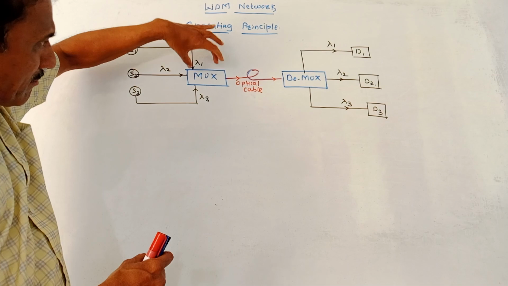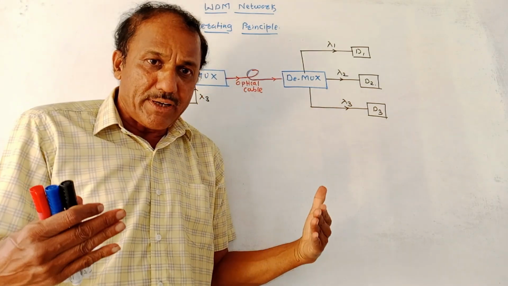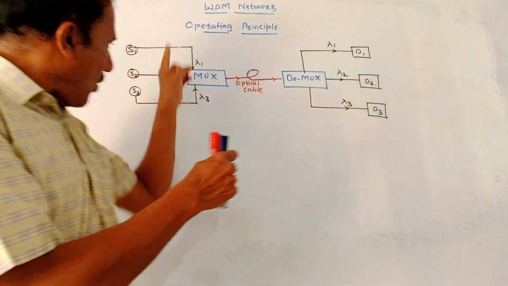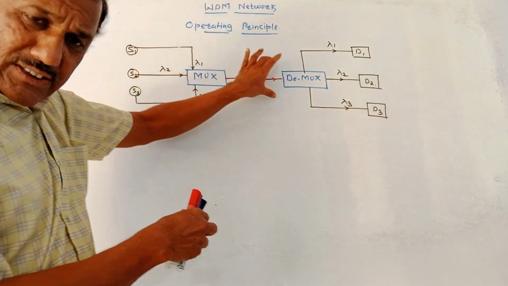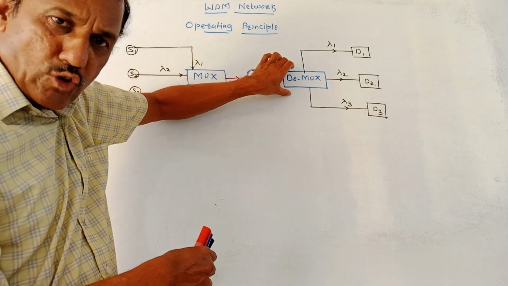At the input side, multiplexer is used. We know the usual working of multiplexer. It multiplexes all the incoming signals. So all these wavelengths, lambda 1, lambda 2 and lambda 3 will pass through this optical cable.